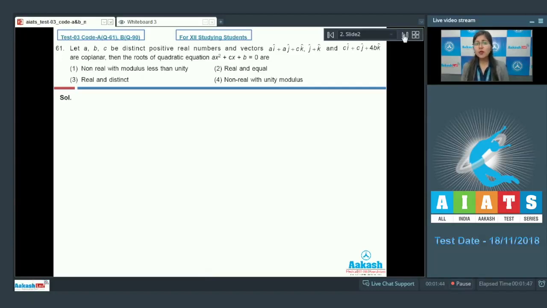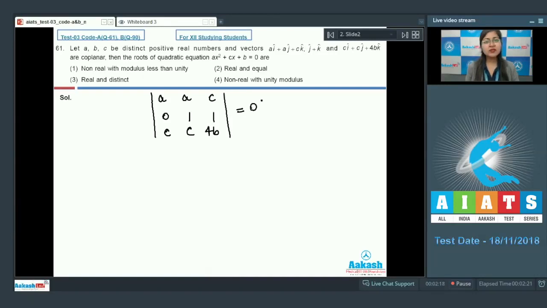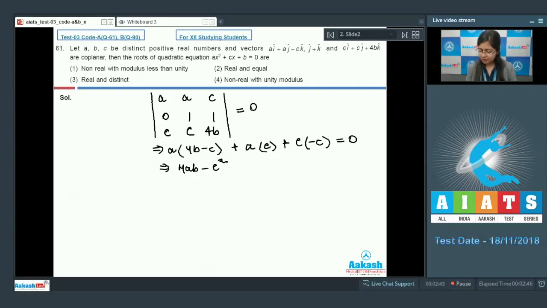So if the three vectors are given to be coplanar, then we know that the determinant of A, A, C, 0, 1, 1, C, C, 4B will be equal to 0, right? So expanding this, I will get A times 4B minus C plus A times C minus 0 plus C times minus C will be equal to 0. So solving this, we will get 4AB minus AC plus AC will get cancelled, minus C square equal to 0.